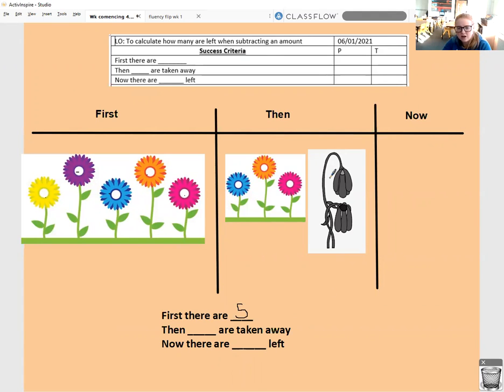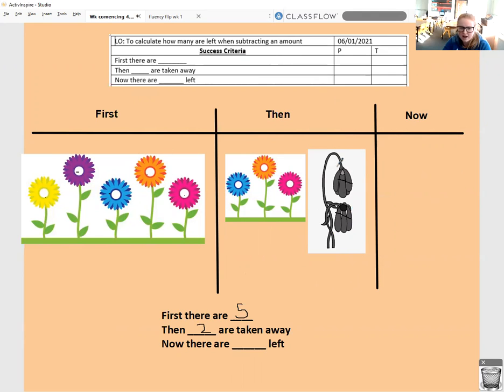Then what's happened? Oh no, 2 have died. So 2 have been taken away. 1, 2. First there are 5 and then 2 have been taken away. How many are left? Oh, so if 2 have been taken away, how many are left?